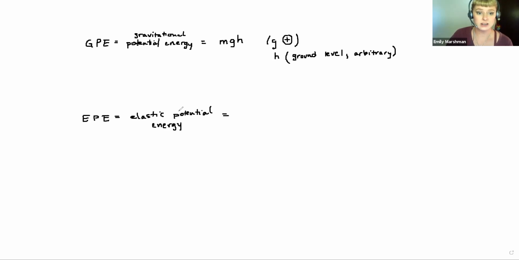So springs can also have a type of potential energy, or stored energy, and we call that elastic potential energy. Quantitatively, that's equal to 1/2 kx squared.